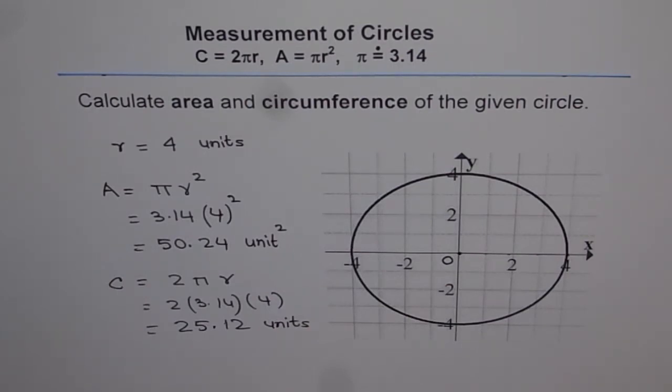Okay? So I hope you understand how to find area and circumference for a given circle in the graph. So directly we are not telling you radius is this much or diameter of that much, right? You can read from the graph radius and then use that value to calculate area and circumference of the circle.